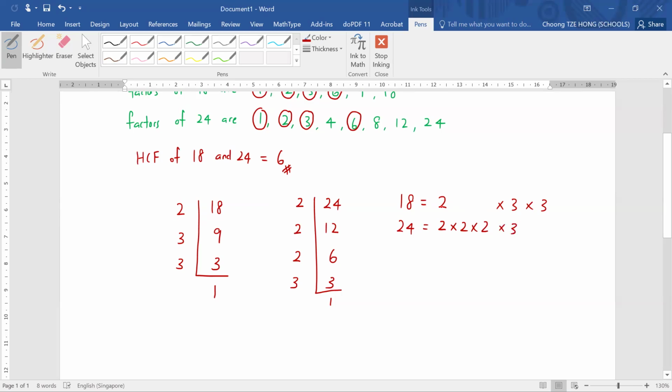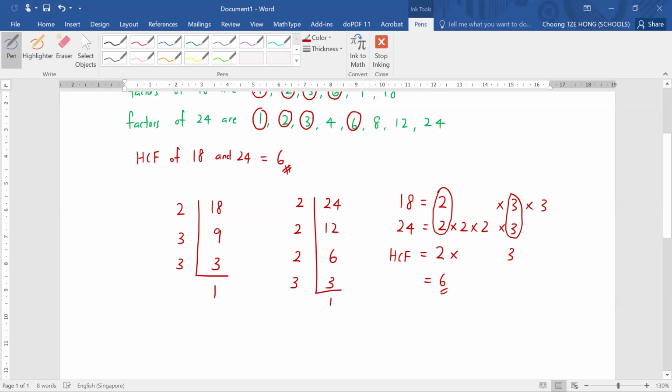Then from here, all we need to do is extract out all those that are common. You can see that one 2 is common, but 18 doesn't have any more 2s as prime factors. Then we have a 3 here. So in other words, the highest common factor will just be 2 times 3, which gives us 6, which is indeed the same answer as before.